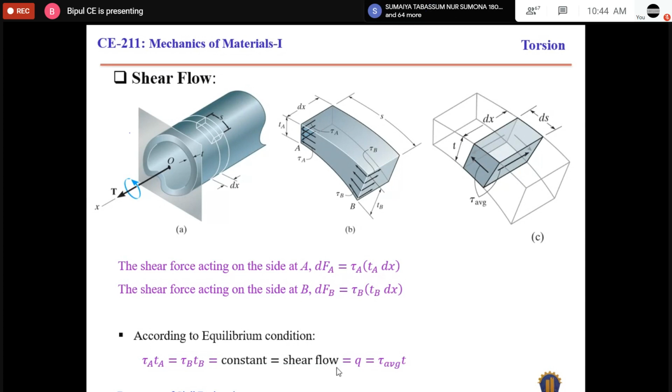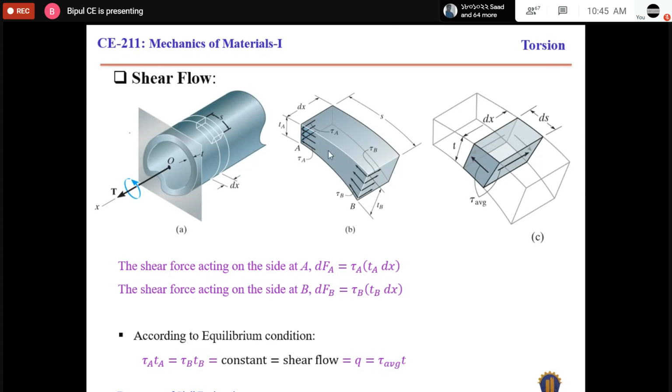So this term is known as shear flow. Again, if we consider the thickness of the tube is constant, then the stress at the inner surface and the stress at the outer surface will be variable. If we determine the average shear stress through the section, then this term will be tau average, that means average shear stress through the section, and t is the thickness.